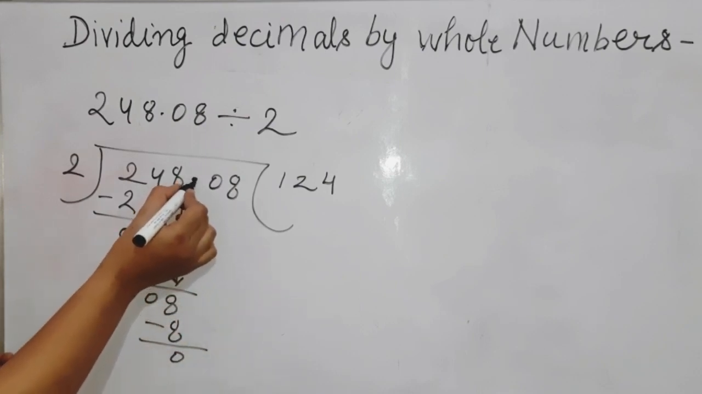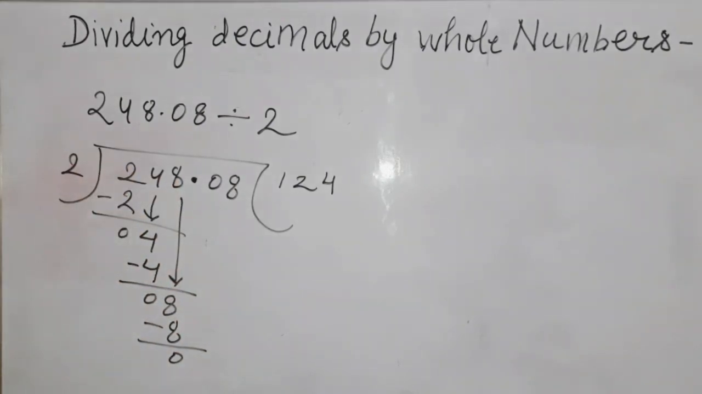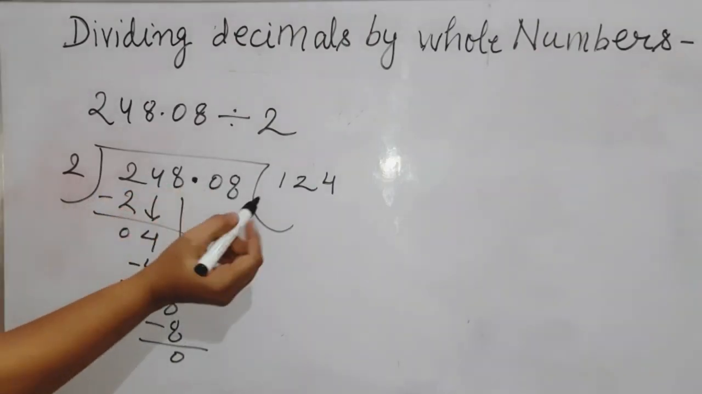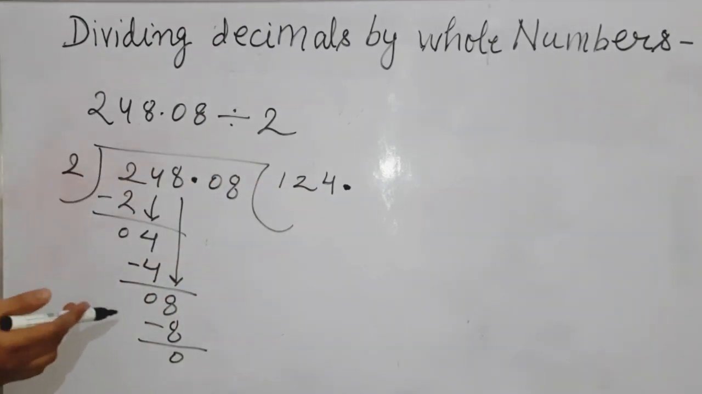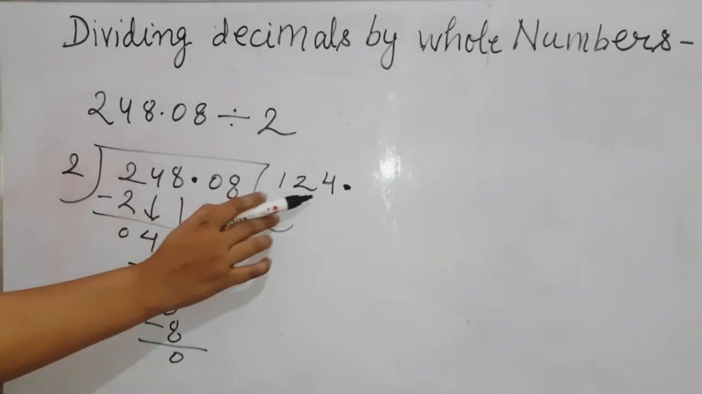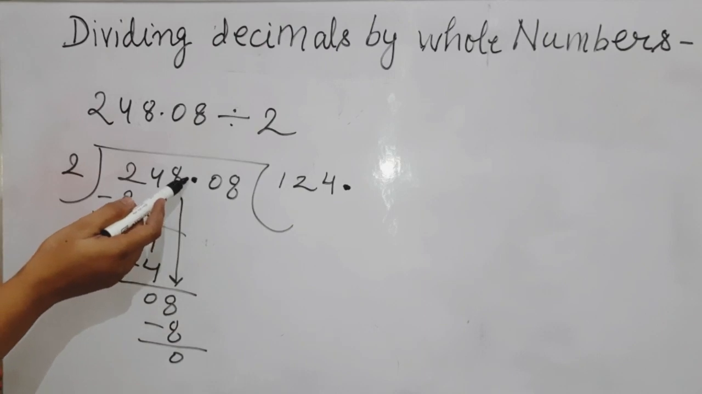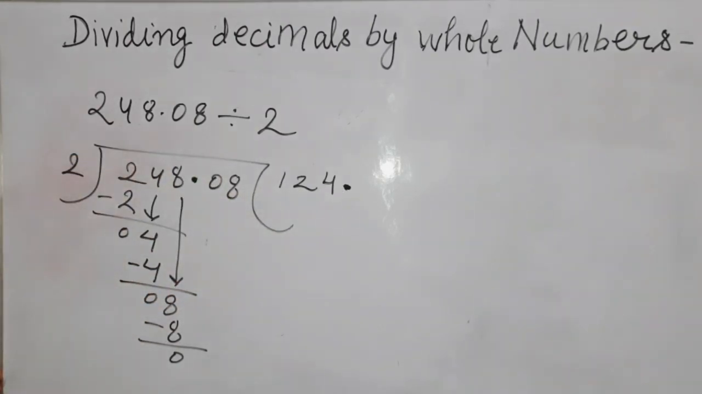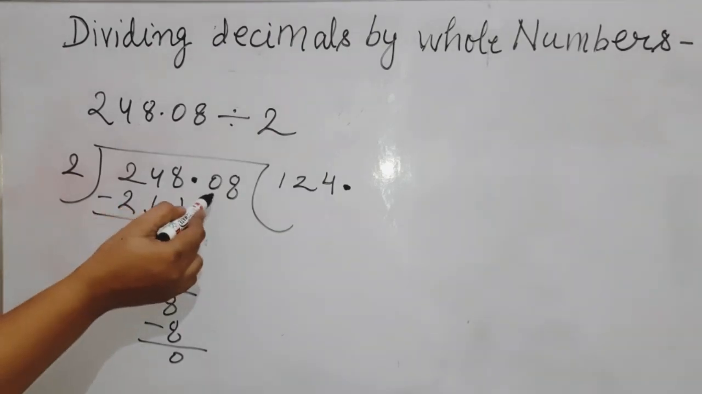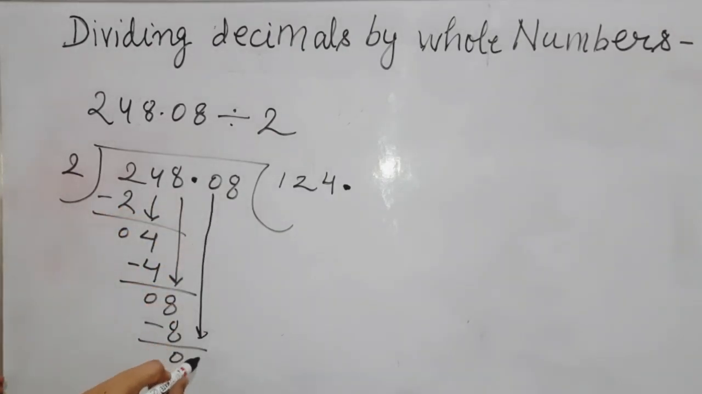Now as you all can see, here the decimal point comes into the picture. After this digit there is a decimal point. So we will also place the decimal point here. Up to 8 there was no decimal, so no decimal. But after 8 there was a decimal point, so I am going to place the decimal point in the quotient also. Okay. Now 0 is there, so 0 will be dropped down.